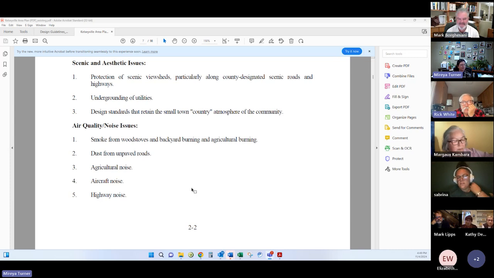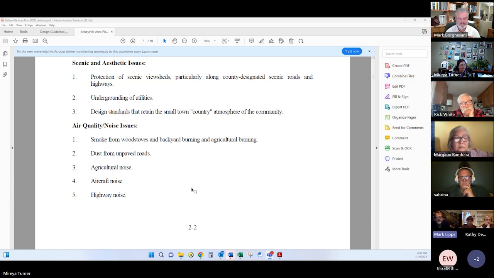That's hard. Dust from unpaved roads. Yeah, let's get right on that. I don't think you need that. Like a gazillion miles of it. Yeah. Okay. Ag noise. That doesn't seem like something we're going to do much about, because of the right to farm ordinance. Yeah.